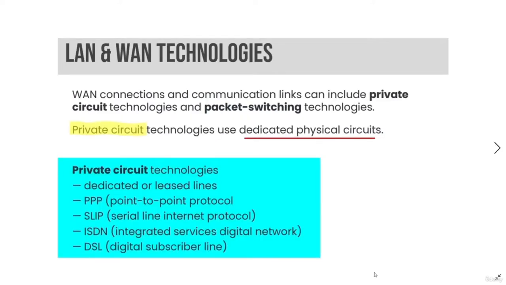Network devices include LAN and WAN technologies, also known as local area network technologies and wide area network technologies. WAN connections and communication links can include private circuit technologies and packet switching technologies. Private circuit technologies use dedicated physical circuits. Private circuit technologies also use dedicated or leased lines, PPP or point-to-point protocol, SLIP or serial line internet protocol, ISDN or integrated services digital network, and DSL, which stands for digital subscriber line.